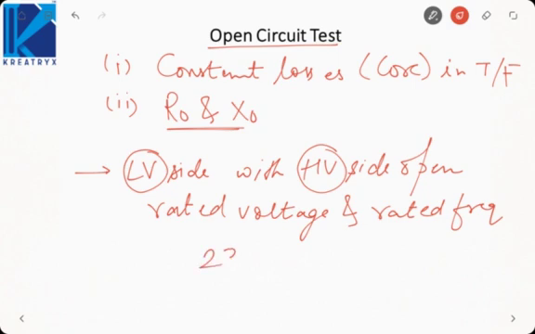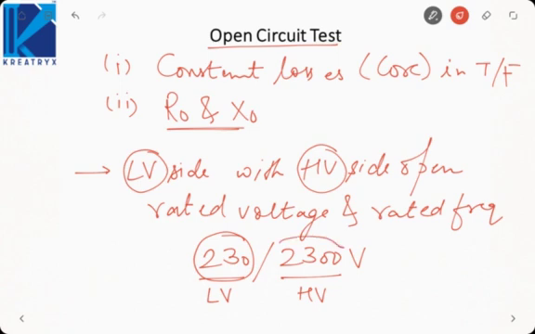Suppose the transformer is 230 by 2300 volt. Then this is my low voltage side, this is my high voltage side. If we want to conduct the open circuit test, it is better to conduct it on the low voltage side because the voltage that we will need to apply is only 230. If we were conducting the open circuit test on the high voltage side, the voltage that we need to apply would be 2300. So it is much better to apply the rated voltage on the low voltage side because it is easier to apply, since it has a lower value.